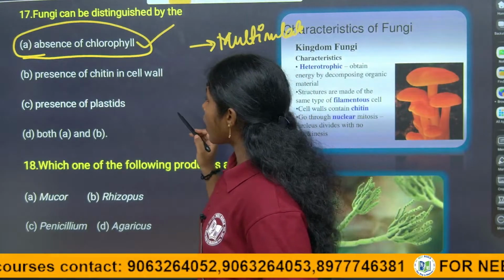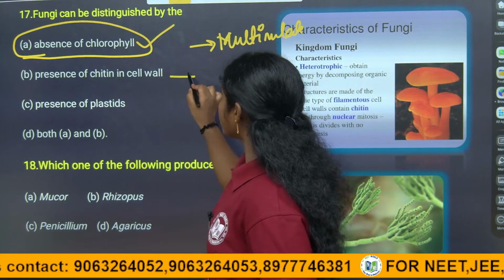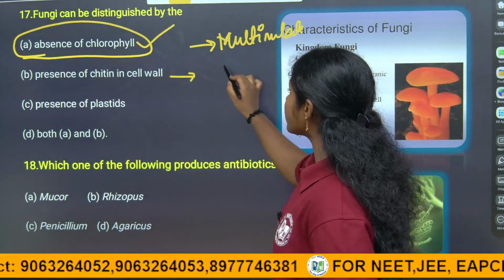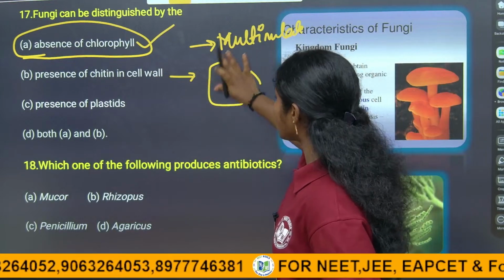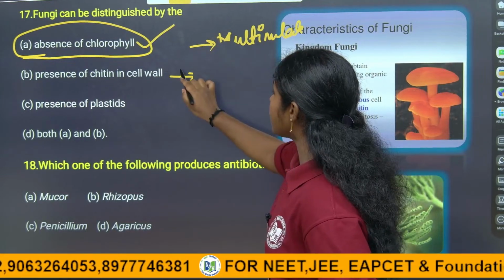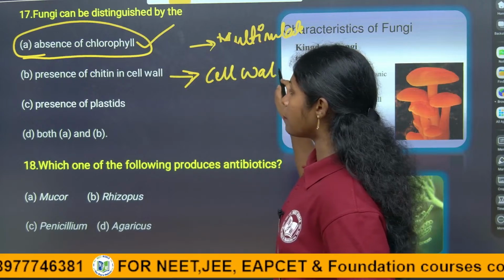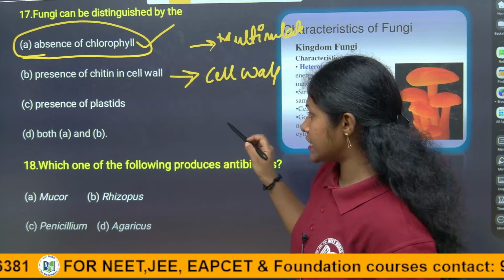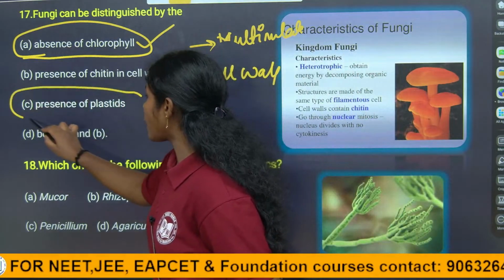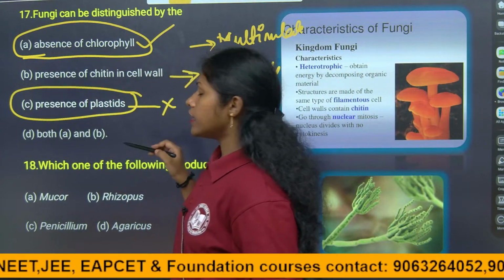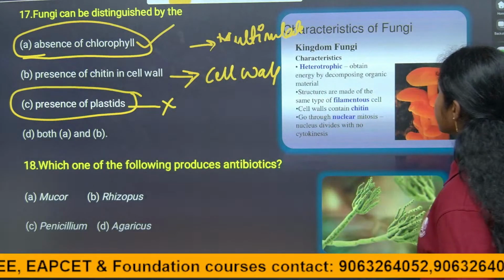Coming to the second one, presence of chitin in the cell wall. Of course, the fungi have a cell wall, and it is made up of chitin. And presence of plastids? No, there is no presence of plastids.